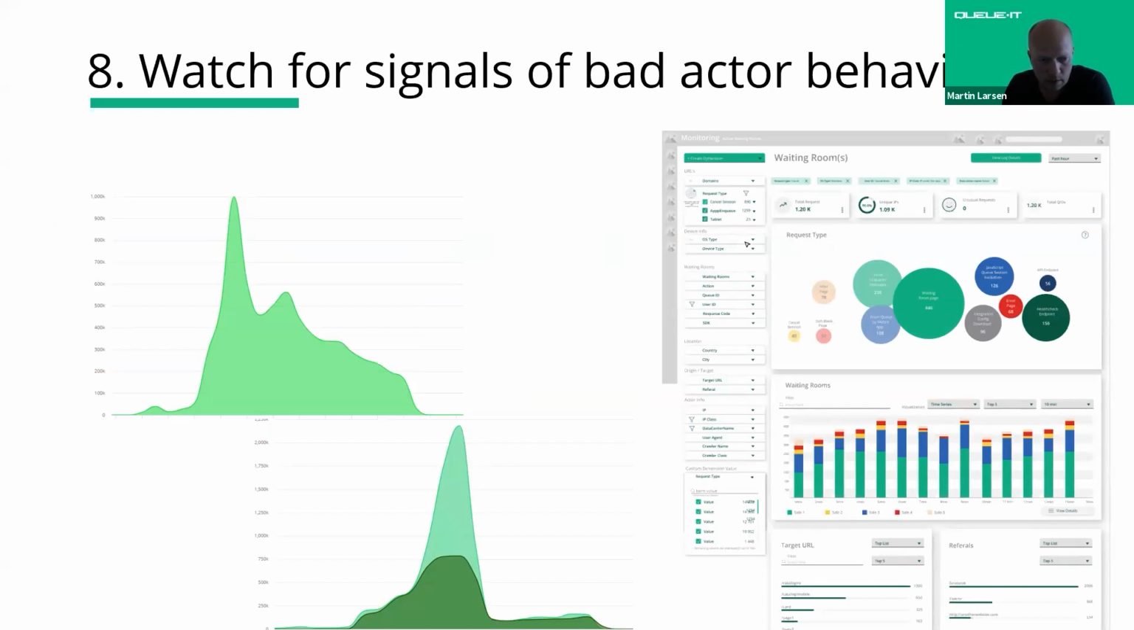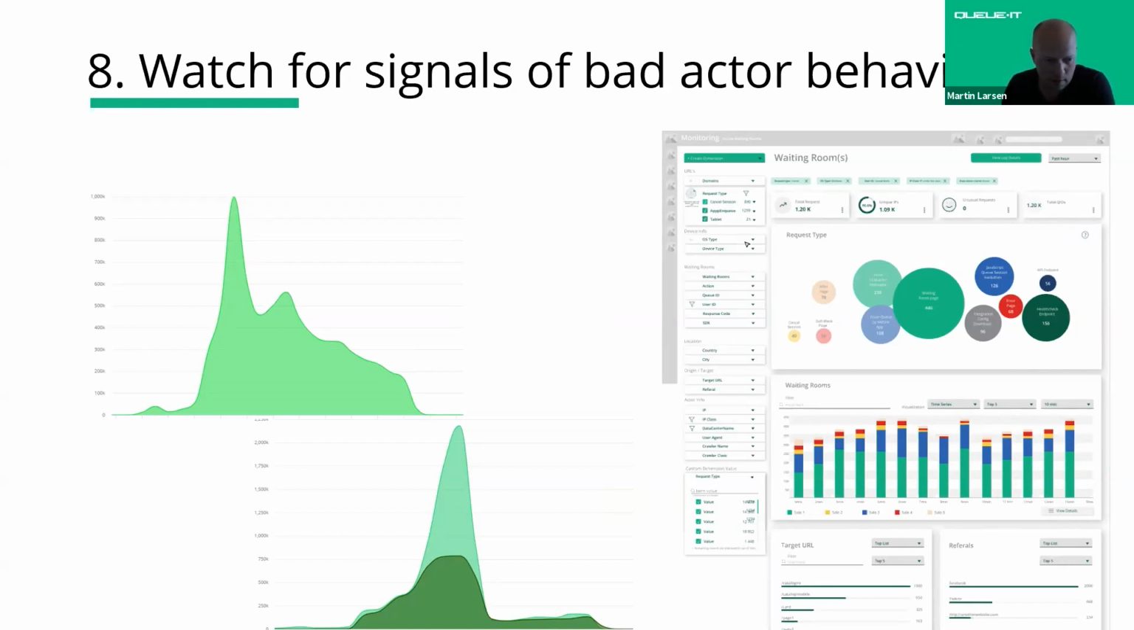I brought two graphs here. The top left graph shows the queue inflow of a waiting room from a major brand where we didn't really have sufficient security in place. And you can see here that there's a decent inflow in the first couple of minutes, and then it spikes to 1 million new queue numbers in a single minute. And it goes steadily down from there, right? But there's no way this can be real user behavior. This is definitely bad actors in play.